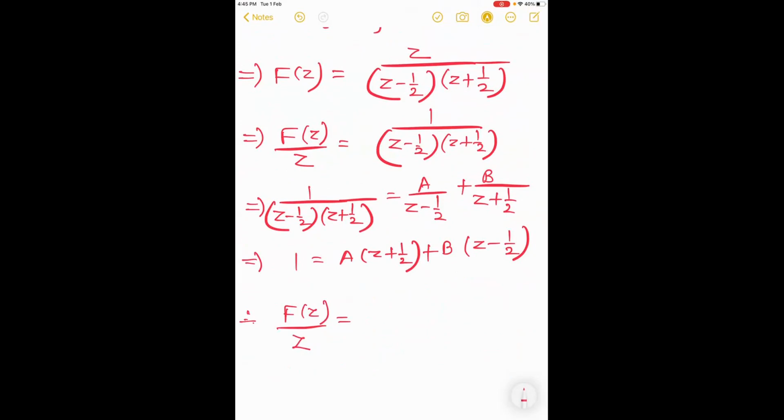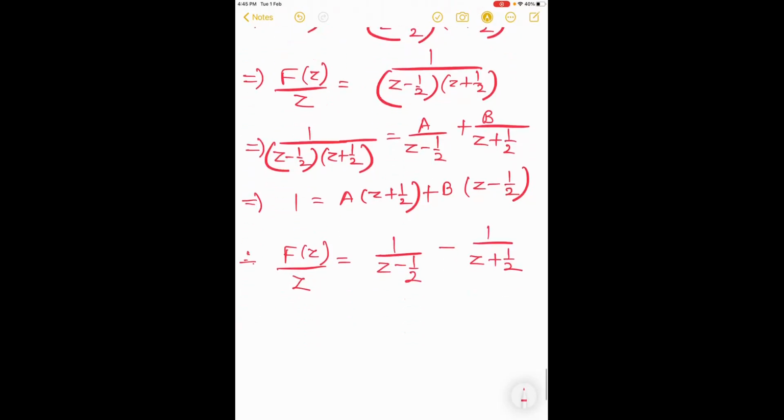A as 1 and B as -1. Yes, very good. So this is 1 upon Z minus half minus 1 upon Z plus half. And take its inverse by shifting Z on the other side. Therefore, inverse transform of F(z) is equal to inverse transform of Z upon Z minus half, minus inverse of Z upon Z plus half.